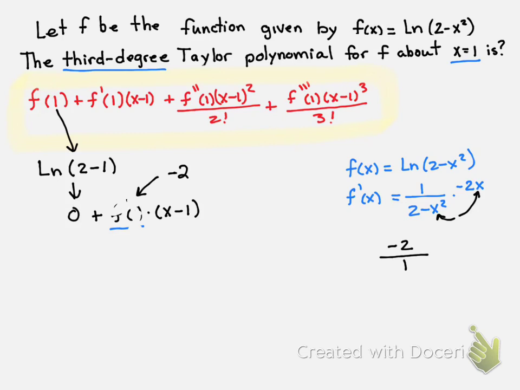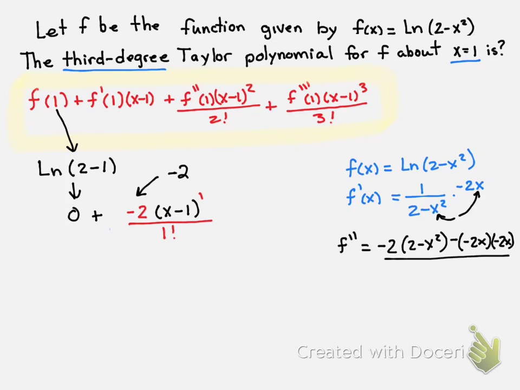So I can erase that and just replace this with negative 2, x minus 1 to the 1 over 1 factorial. Well, now I'm going to take another derivative, and unfortunately now we're looking at the quotient rule. So our second derivative will be the derivative of the numerator, which is negative 2, times 2 minus x squared, minus the derivative of the denominator, which is minus 2x, times the numerator, another negative 2x, all over 2 minus x squared, all squared.